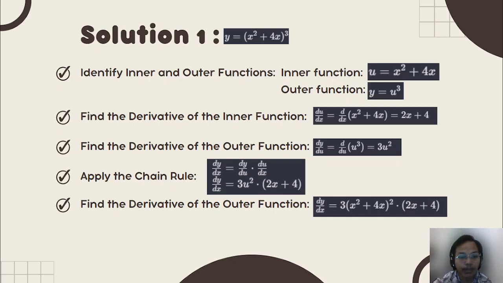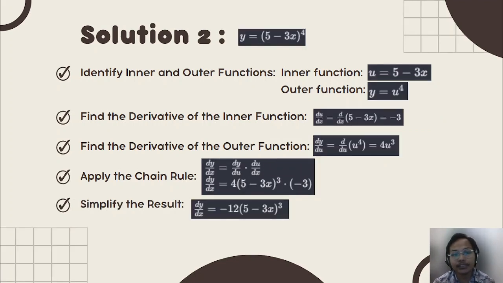So, moving on, apply the chain rule. dy/dx equals dy/du multiplied by du/dx. So, dy/dx equals 3u^2 multiplied by (2x + 4). So lastly, we substitute back. dy/dx equals 3 multiplied by (x^2 + 4x)^2 multiplied by (2x + 4). From this moment on, we don't need to simplify this any further.